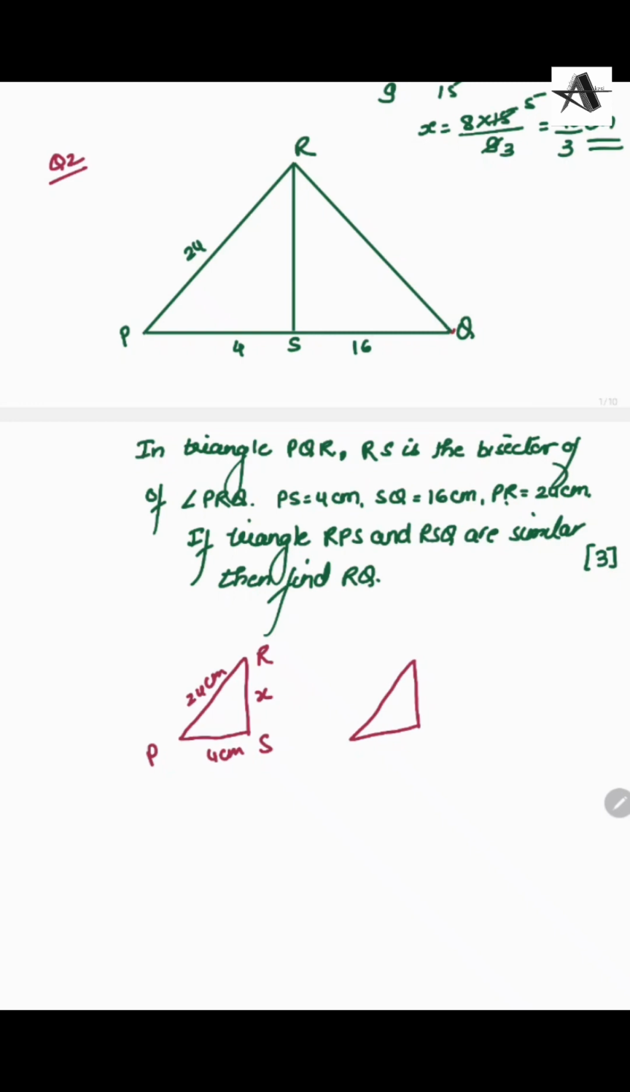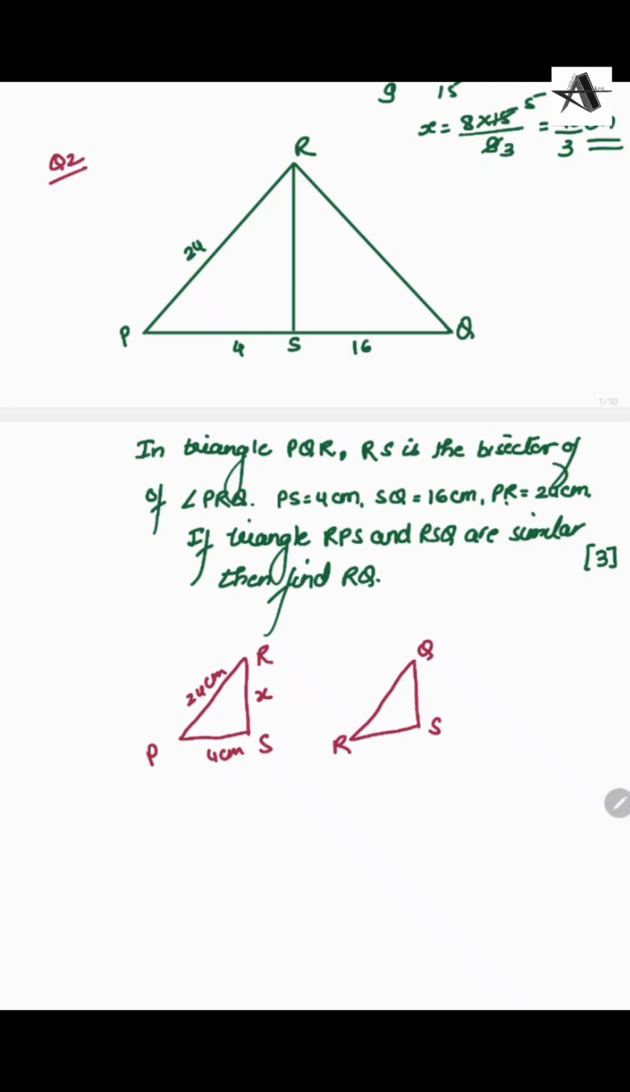I have straightened it up. I have rotated it 90 degrees anti-clockwise. See, if you are moving it counterclockwise 90 degrees, then what will happen? Q will go up there, R will go here, and S will come here.